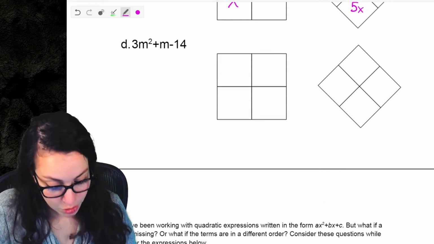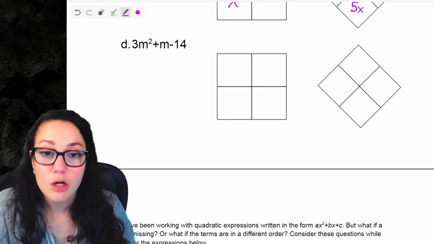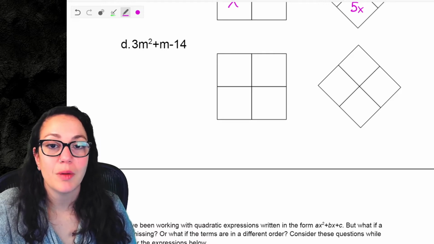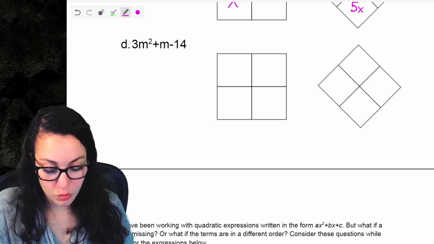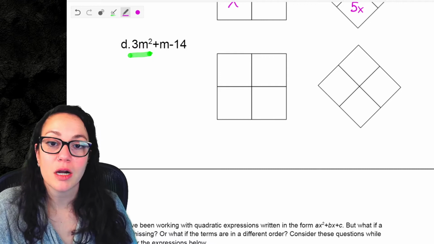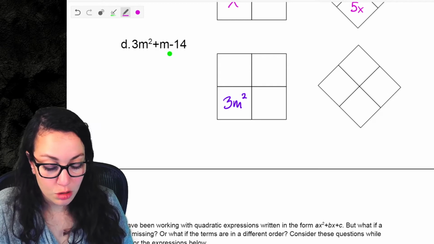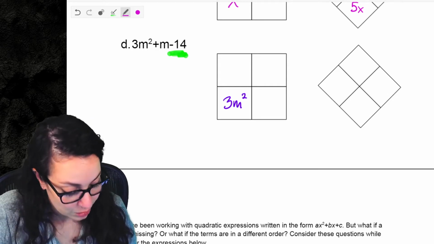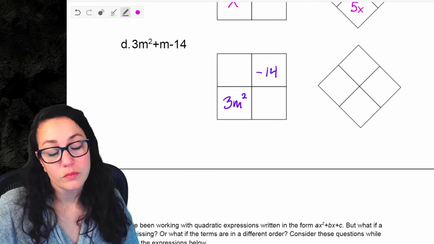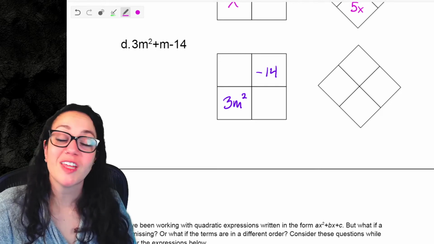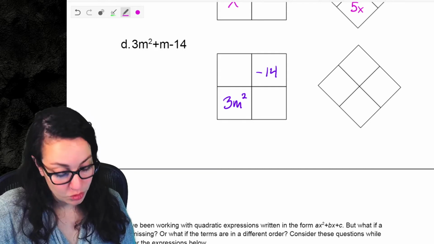All right, so here we have 3m squared plus m minus 14. Okay, getting fancy, but same process. We're going to take our quadratic term, put that in the bottom left corner, 3m squared. Then we're going to take our constant term, including its sign, and put that in our top right corner. So that is -14. Now, notice that this isn't using x as our variable, but that doesn't matter. Same rules apply no matter what letter we're using for the variable.